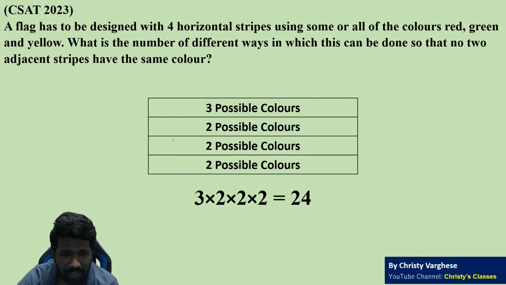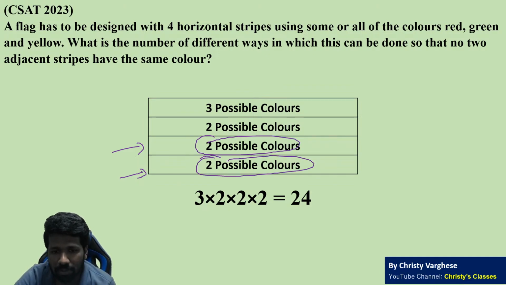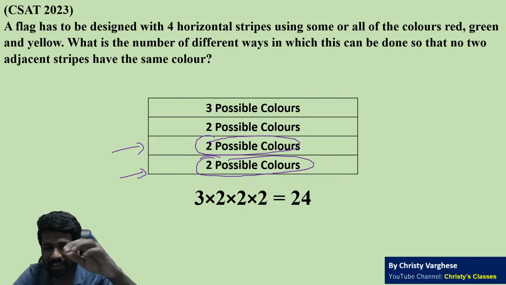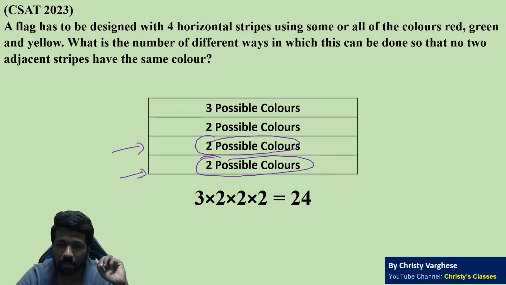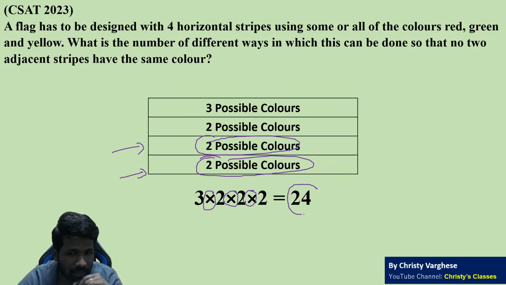Same way, this stripe's adjacent is this one. There you cannot use the color that is used here, but any other color can be used. So two possibilities here. Now how many arrangements are possible? How to find that? Using the fundamental principle of counting: 3 into 2 into 2 into 2, 24 choices.